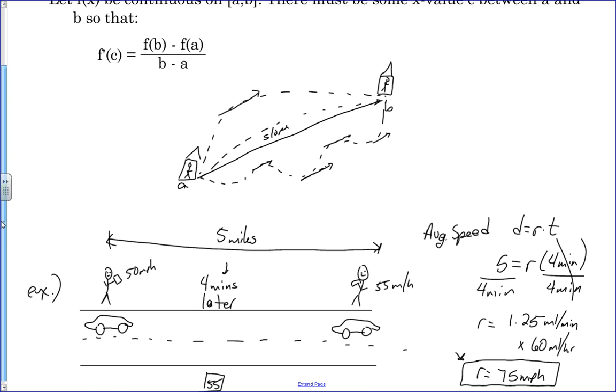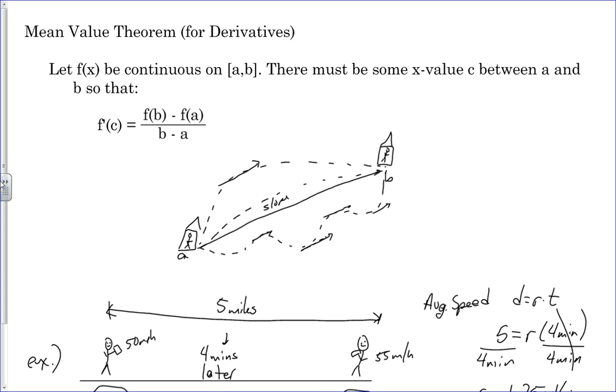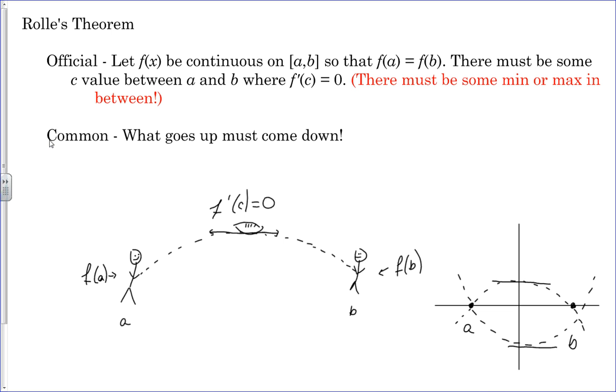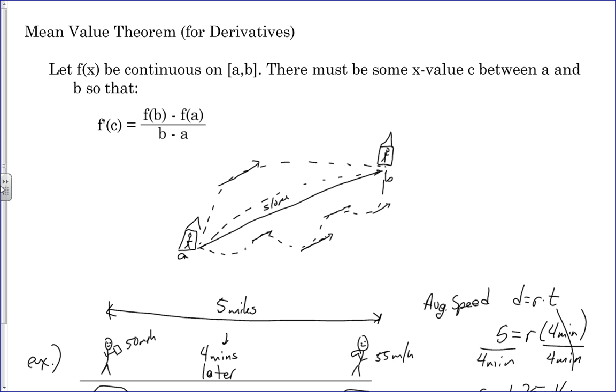So those are your two important theorems: the mean value theorem and Rolle's theorem. Quick review of Rolle's theorem. Basically, what goes up must come down, and there's got to be a max or a min in there somewhere. Somewhere between the two, there's going to be a max or a min, and the slope of your tangent line is going to be 0. So that's your Rolle's theorem and your mean value theorem.